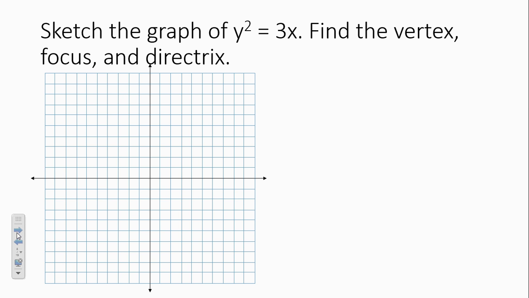So first of all, y is being squared, right? Is that opening up or down or left or right? Left and right, okay? So is it left or right? Right. Why is it right? Yep. Okay. So it's going to open to the right because we have a positive 3x. Okay. Now, let's think about this in terms of its formula. This would be (y minus what) squared?